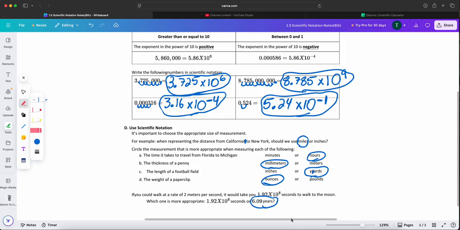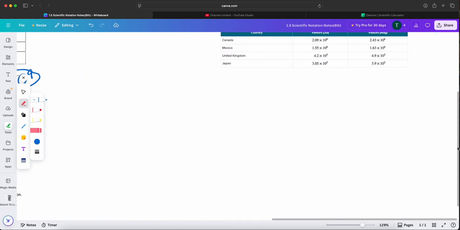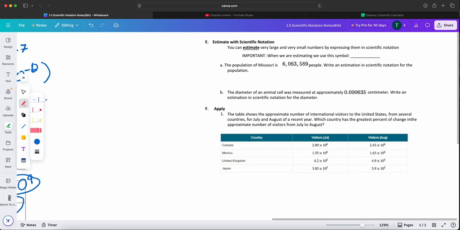So we'll go ahead and go to this next page, and this is the last page for this section. So it says you can estimate very large or very small numbers by expressing them in scientific notation. Important, when we are estimating, we use this symbol. So we usually say about, and it's these two little squiggly lines. They're almost like equal signs, but they got a little wavy.